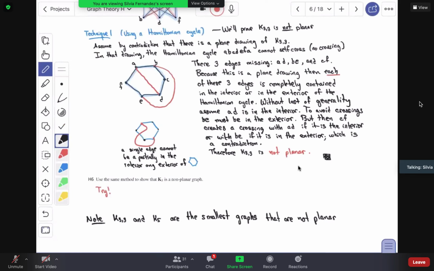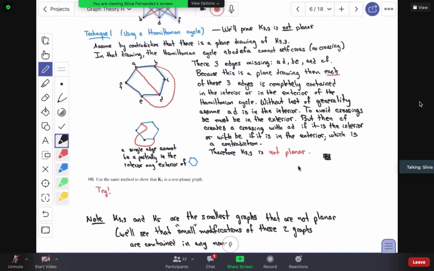They're very special. We'll see that small modifications of these, small, whatever that means, we'll explain, are contained in any non-planar graph. So that's what will be our third technique.